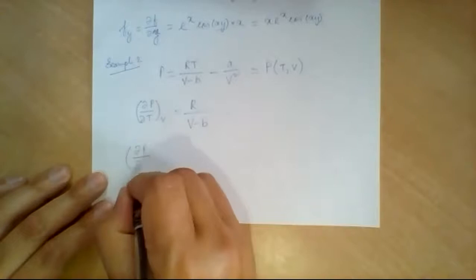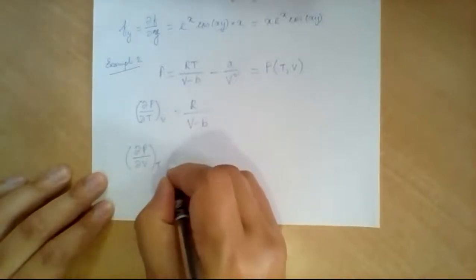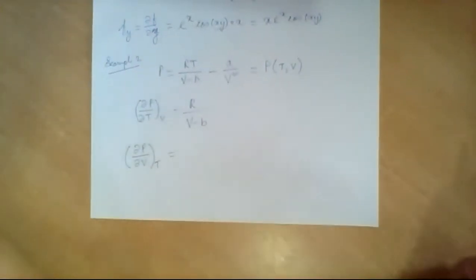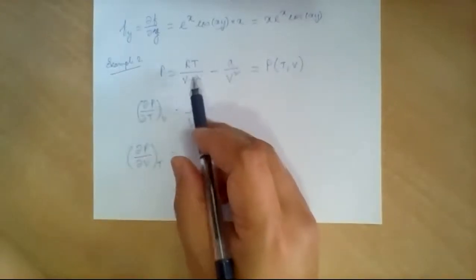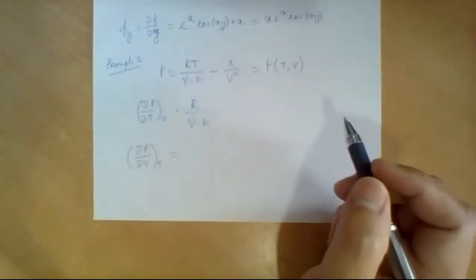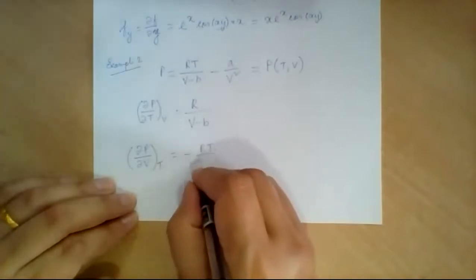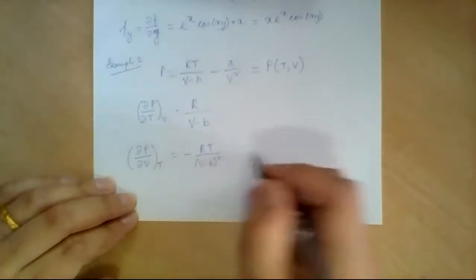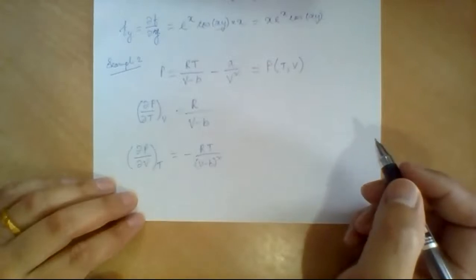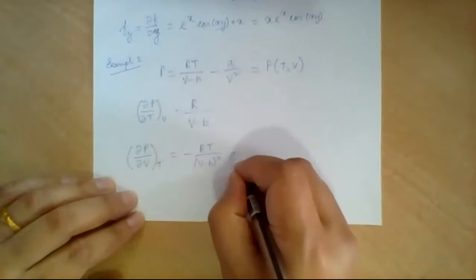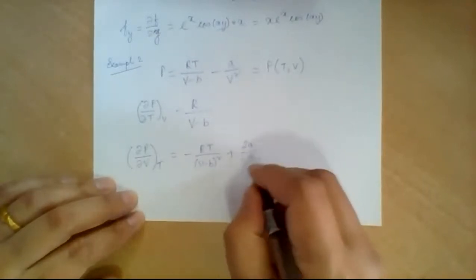Del P by del V at constant temperature. Now you differentiate pressure with respect to volume, treating temperature as a constant. So RT is a constant. This will give you minus RT divided by V minus B whole square, and minus minus plus twice A divided by V cube.